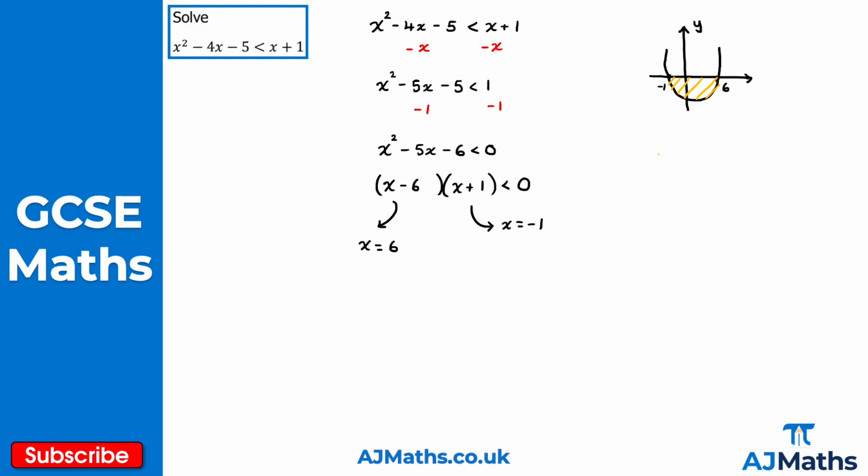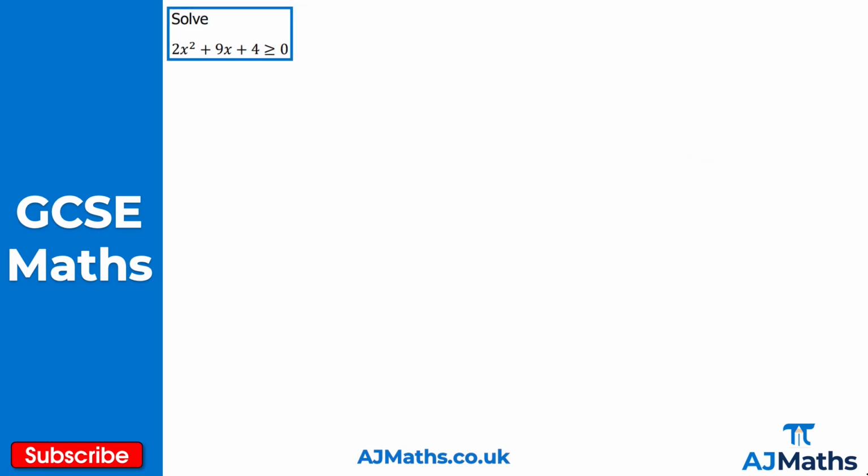So in our solution then, like we said, that would be minus 1 and 6. Okay. And there we have it. So that is the solution there to question 3. And finally, we take a look now at the very last question here, where we're asked to solve 2x squared plus 9x plus 4 is greater than or equal to 0. So as always, what we do here is we start by factorising. I'm going to get double brackets here. This will all be greater than or equal to 0.